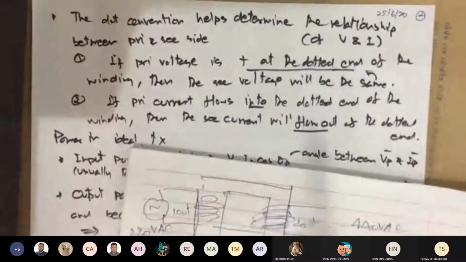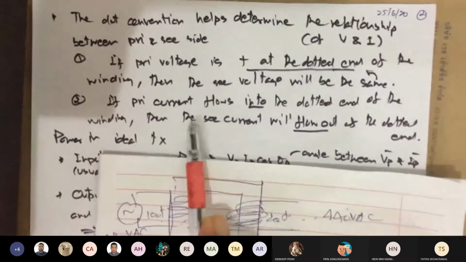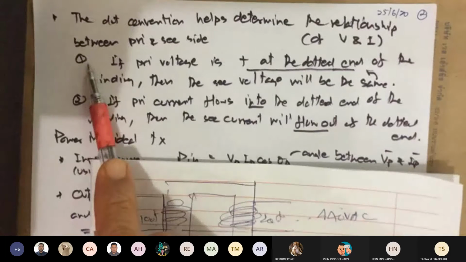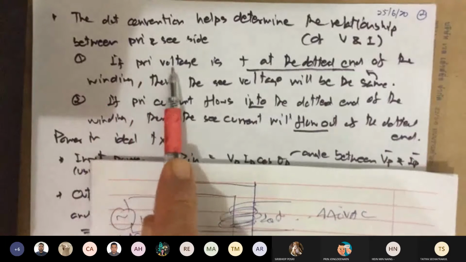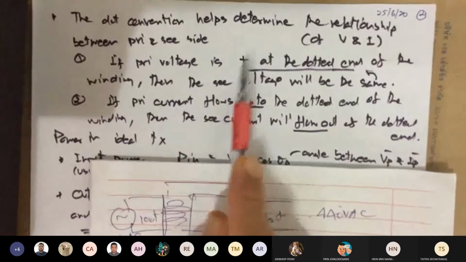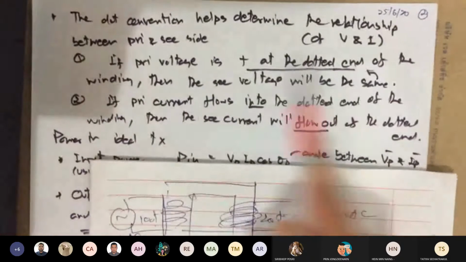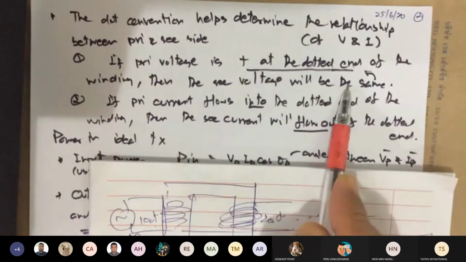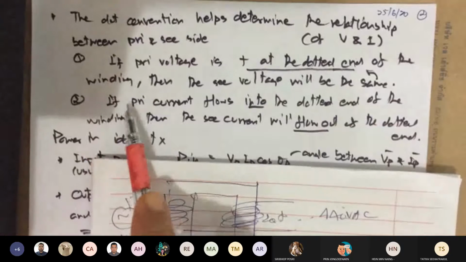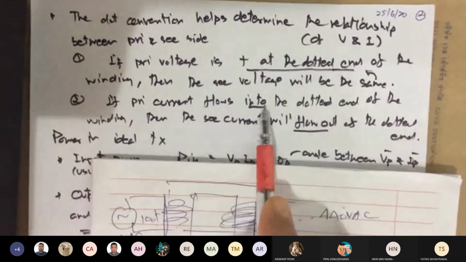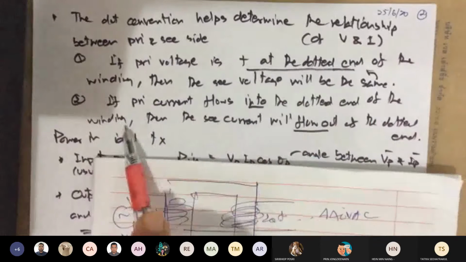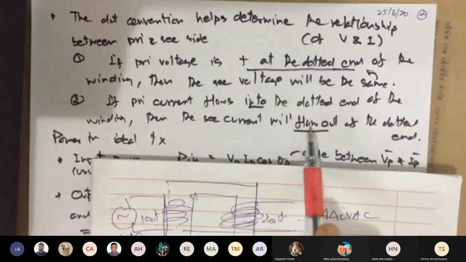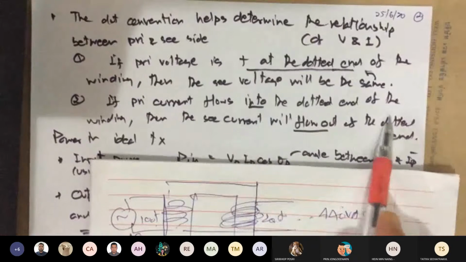Two rules. One is related to the voltage. The second one is related to the current. Rule number one, convention number one. If the primary voltage is positive at the dotted end of the winding, then the secondary voltage would be the same, meaning also positive at the dotted end. Okay, so this is related to the voltage. The second rule, if primary current flows into the dotted end of the winding, then the secondary current will flow out of the dotted end.